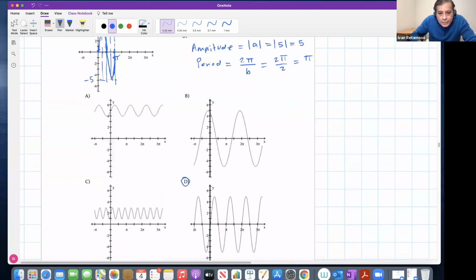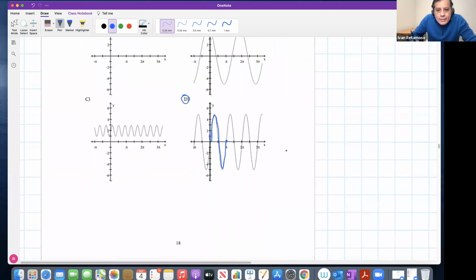This is the one, right? Look, you go up to the maximum 5, come down through the intersection, minimum -5, and come back to pi, and you close your period, right? Because of this pi. You follow, guys? This one, D.